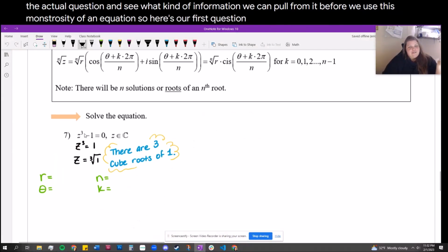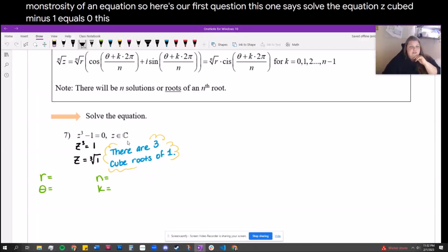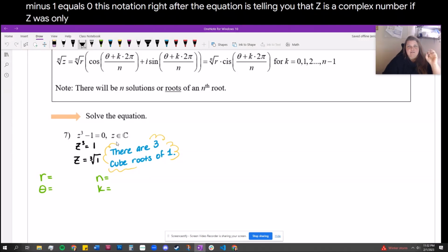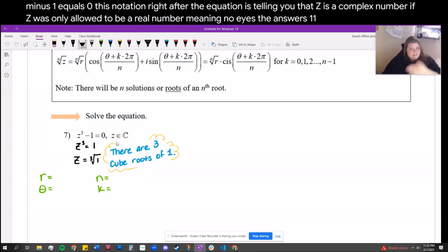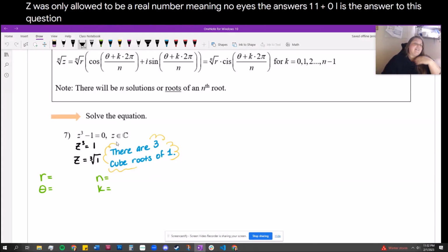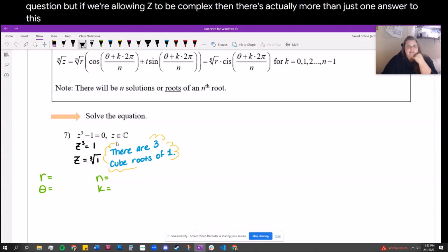So here's our first question. This one says solve the equation z cubed minus 1 equals 0. This notation right after the equation is telling you that z is a complex number. If z was only allowed to be a real number, meaning no i's, the answer is 1. 1 plus 0i is the answer to this question. But if we're allowing z to be complex, then there's actually more than just one answer to this question, which is kind of mind-blowing the first time you hear it.